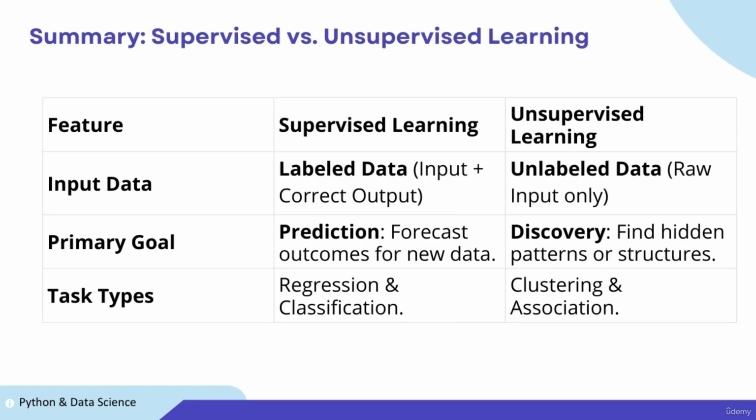To summarize, let's look at this comparison table. If you have labeled data, input plus correct output, and your goal is prediction, like forecasting a price, you use supervised learning. If you have unlabeled data, raw input only, and your goal is discovery, finding hidden patterns, you use unsupervised learning. Understanding this distinction is the first step to becoming proficient in data science.